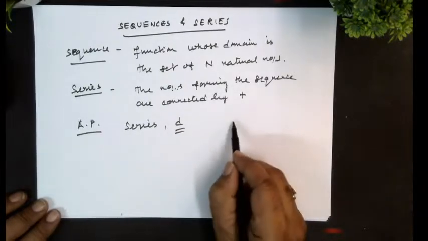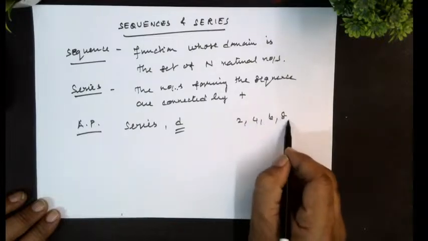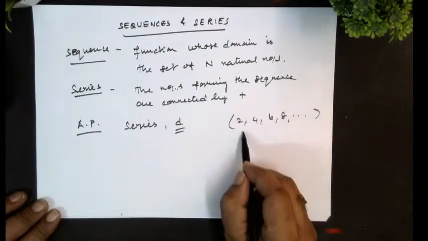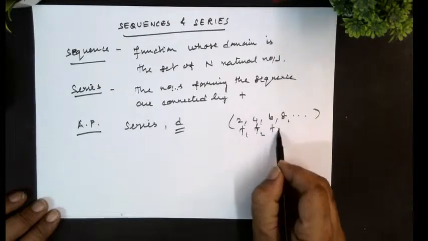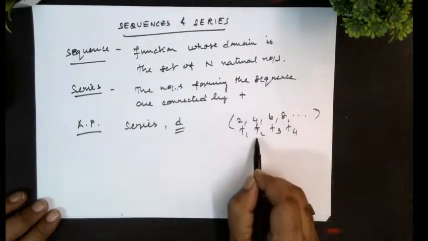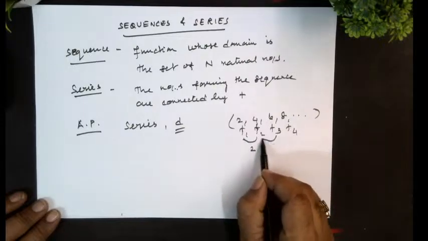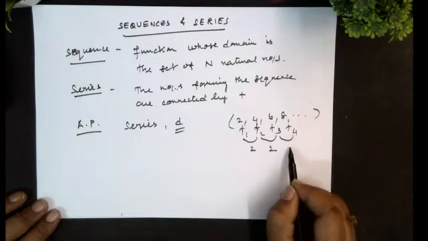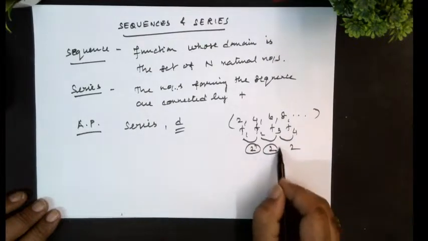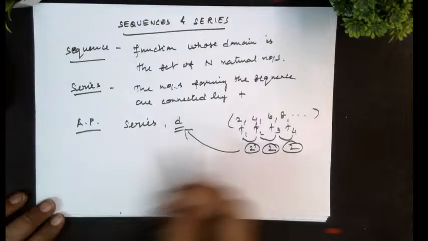For example, if you have got an arithmetic progression like 2, 4, 6, 8, etc., this is term 1, this is term 2, this is term 3, this is term 4. So T2 minus T1 is 2. T3 minus T2 is 2. T4 minus T3 is 2. So you are able to get a common difference, and that is called D. Okay, take down.